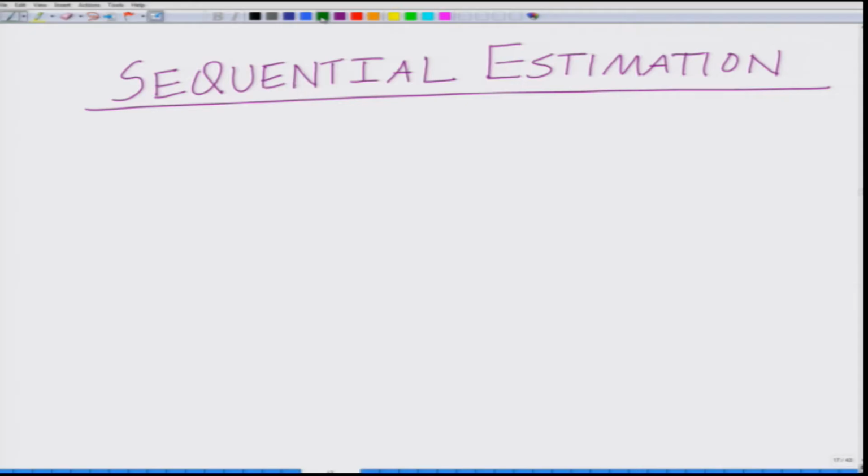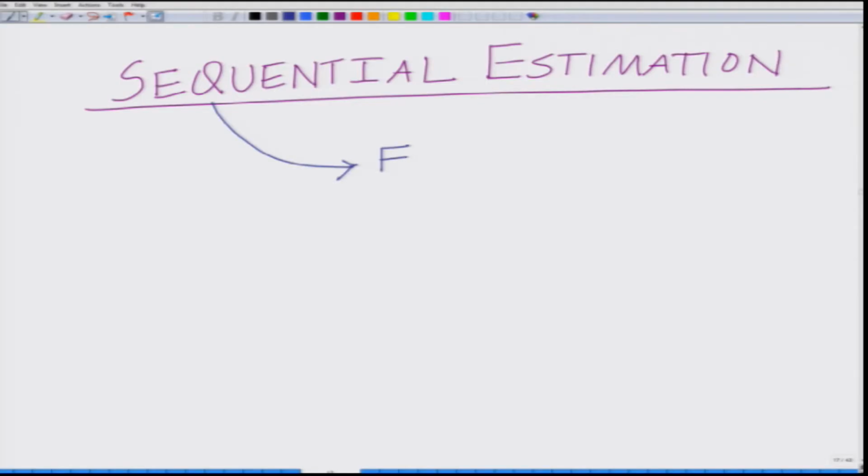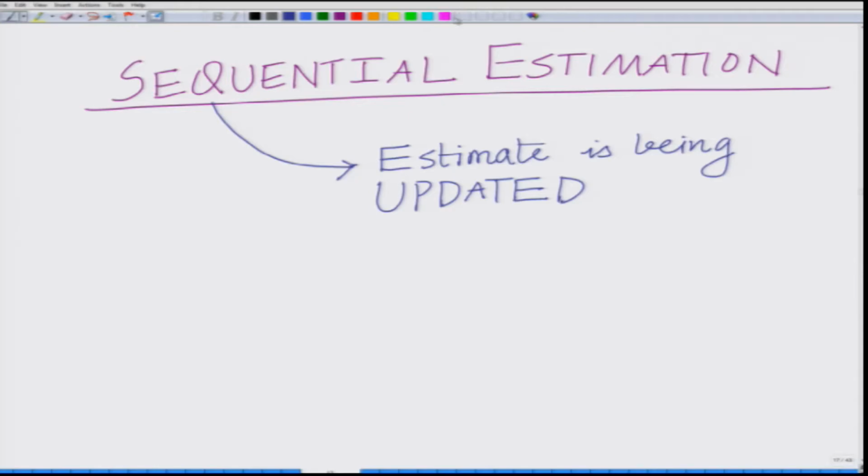Basically, sequential estimation is about how to continuously keep estimating. As the name implies, the estimation is being carried out sequentially, which means that the estimate is continuously updated as and when the observations arrive. So you do not have a fixed estimate; the estimate is being updated, and that is the key word, updating the estimate, continuously, with the new observations.